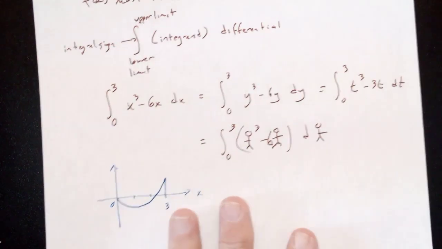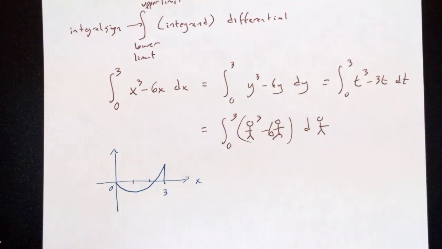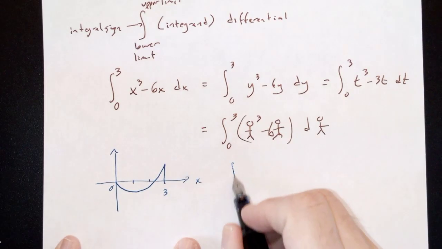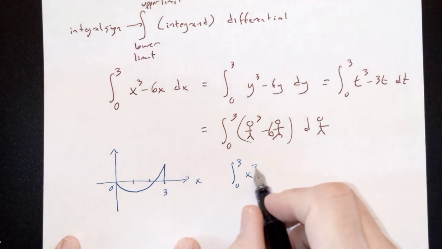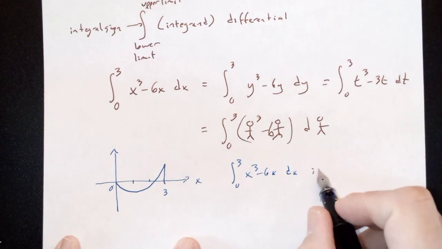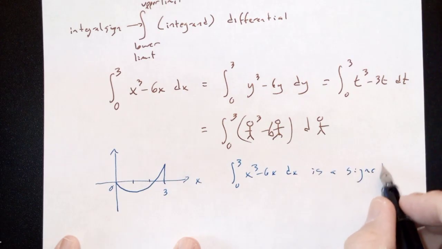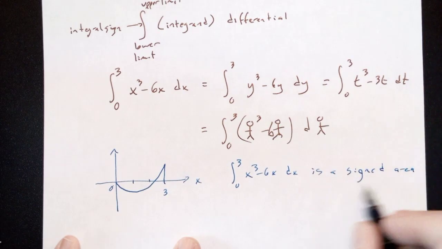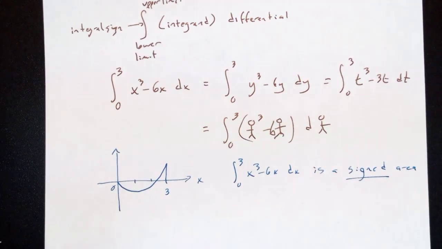But now, some of those y values will be negative. My area actually is a signed area. When I do the integral that we are looking at, we're assigning potentially negative numbers to area.